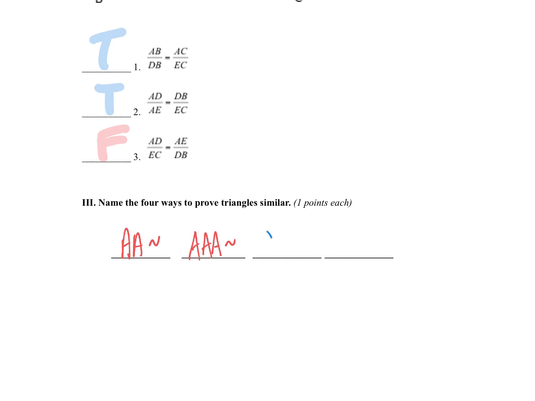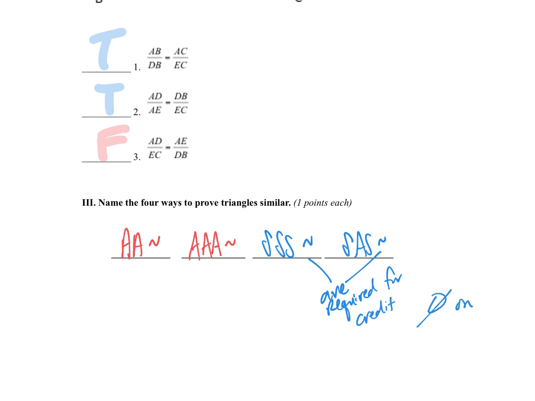However, on our last two, side, side, side, you must have the similarity. And side, angle, side, you must have the similarity. Those are required for credit. Without them, you get a 0 on the problem.